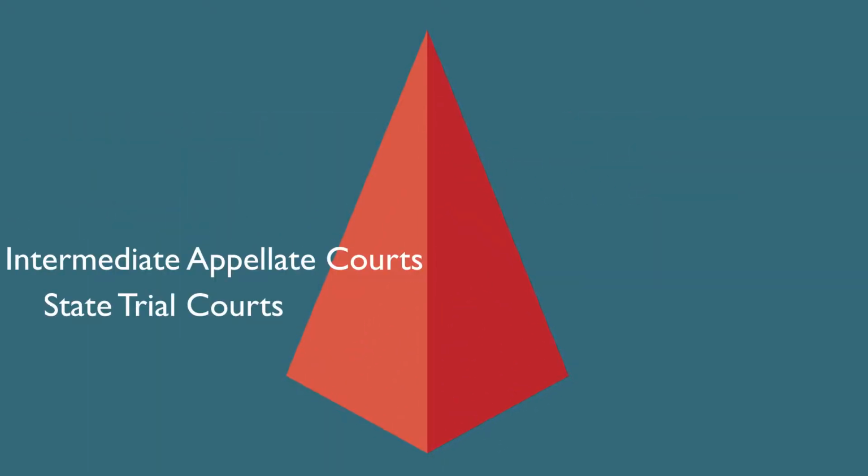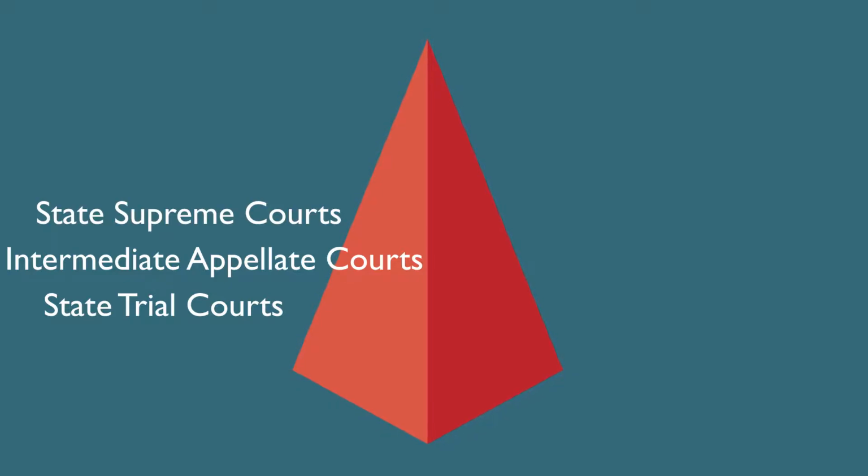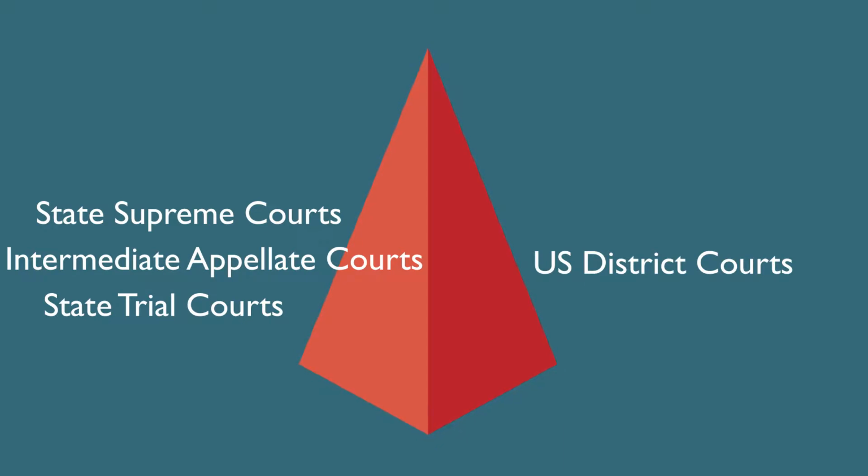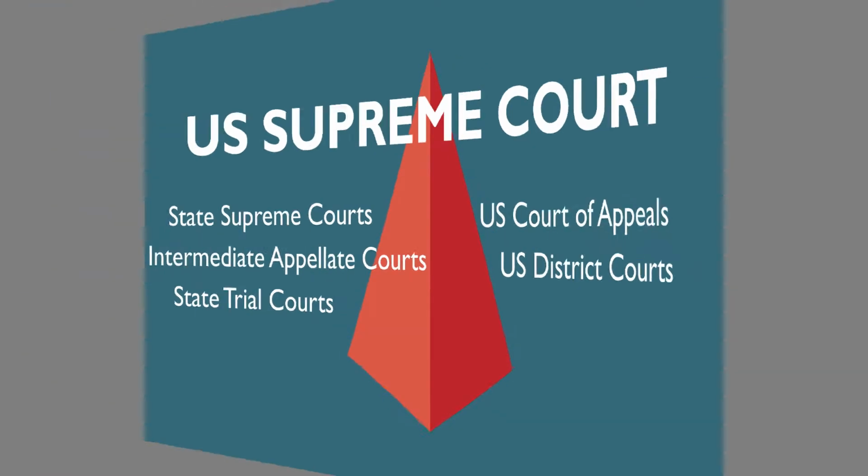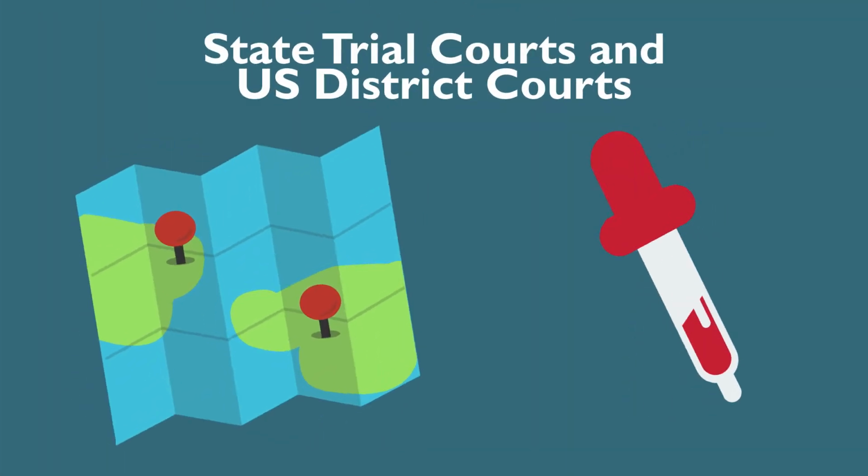In the state court system, there are the state trial courts, then the intermediate appellate courts, and the state supreme courts. In the federal court system, there are U.S. district courts and U.S. courts of appeal. These both lead up to the U.S. Supreme Court.